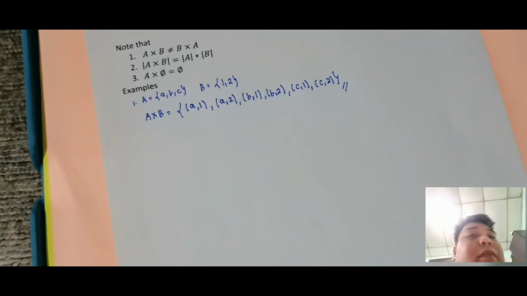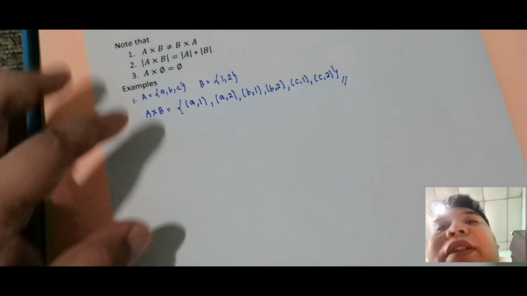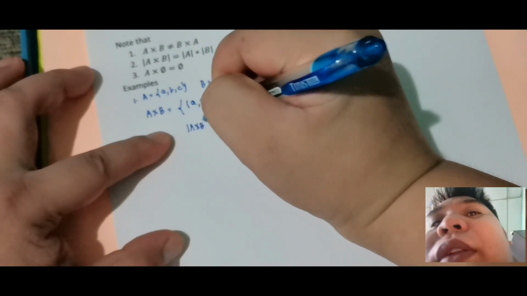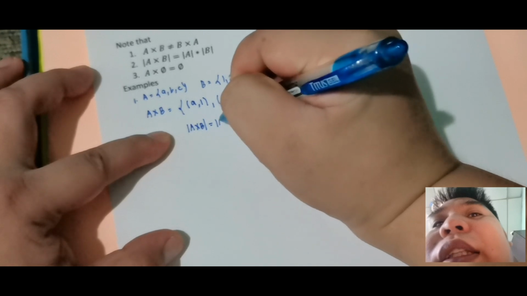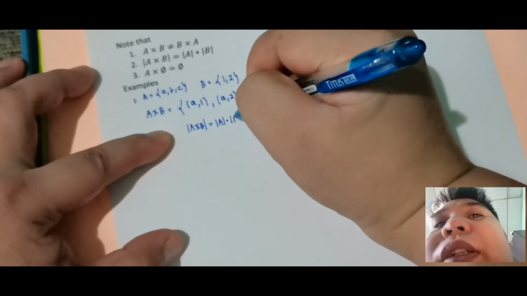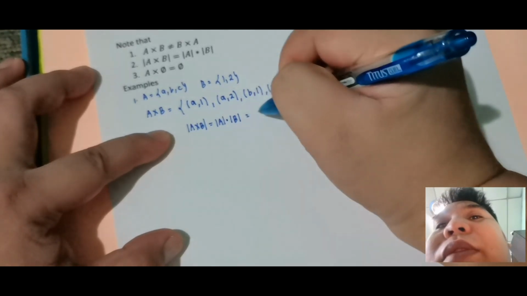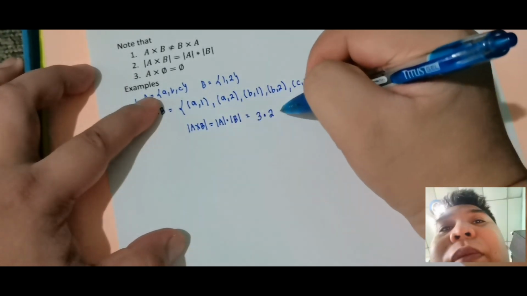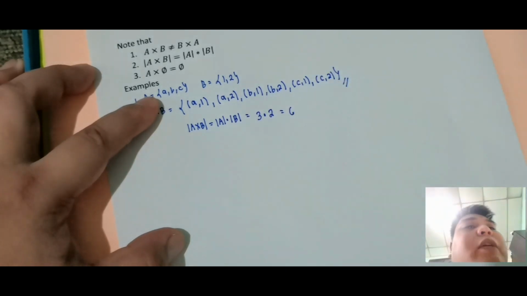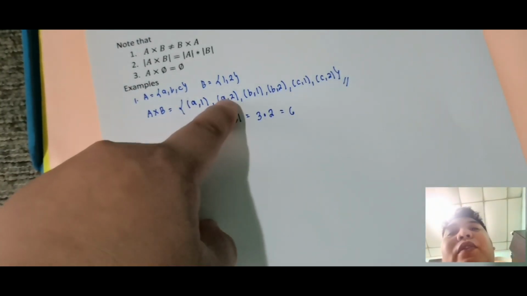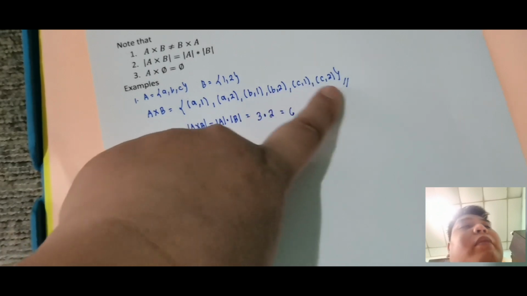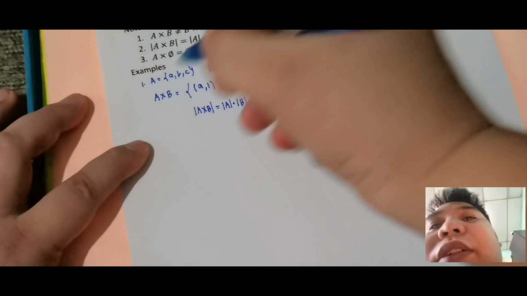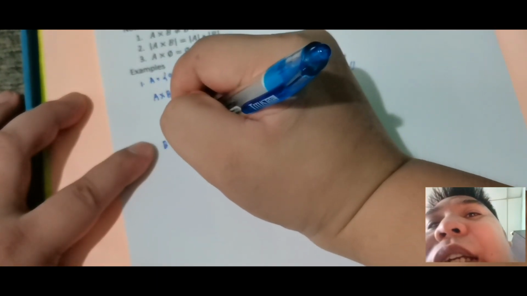Nakadepende yan dyan. Check nga natin ano yung cardinality nito. What is the cardinality of A cross B? Based on note, that is cardinality of A multiplied by cardinality of B. And that is equal, sa cardinality of A is 3, multiplied by cardinality of B is 2. That is equal to 6. 6 elements. Bilangan natin, that is 1, 2, 3, 4, 5, and 6. Therefore, tama yung nasagot natin. Okay, next. Check natin kung hindi ba talaga siya equal dun sa B cross A.